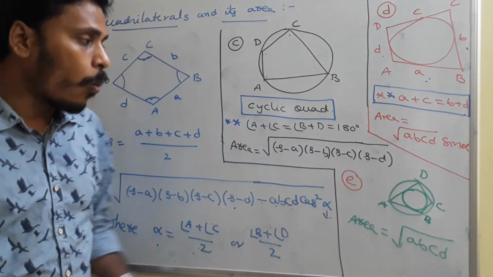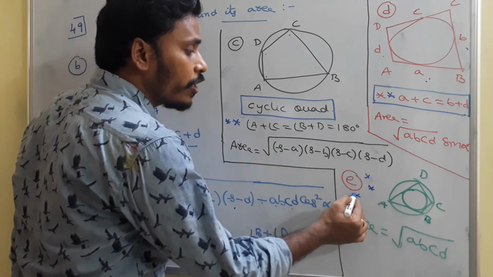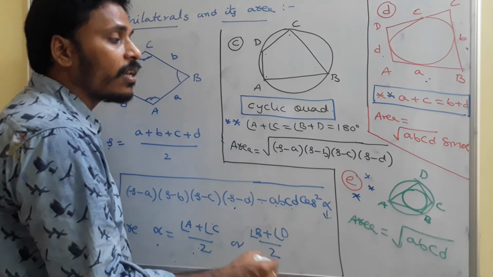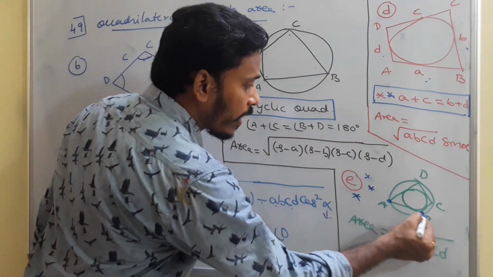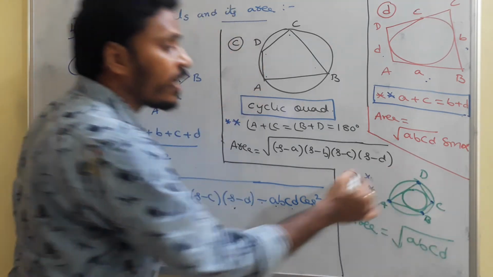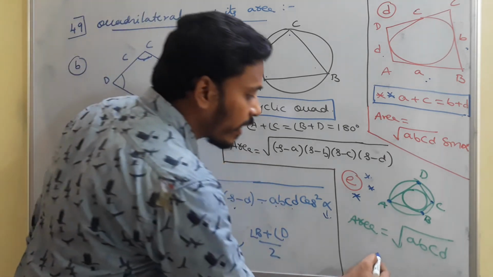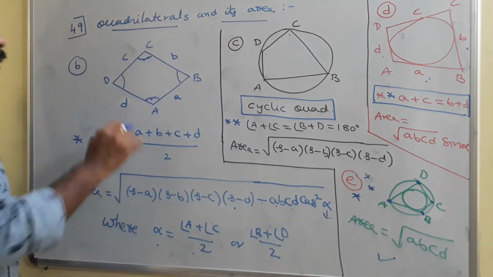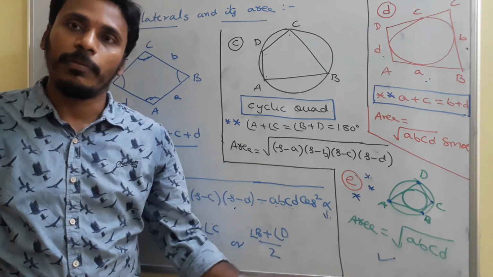And after that, one more special thing: a quadrilateral which is inscribed in a circle and circumscribed about a circle. Look there. This is my quadrilateral ABCD, and one circle is inside, another circle is outside. Then in such a case, its area is directly root ABCD, where A, B, C, D are the lengths of the sides, and directly the area is root ABCD.